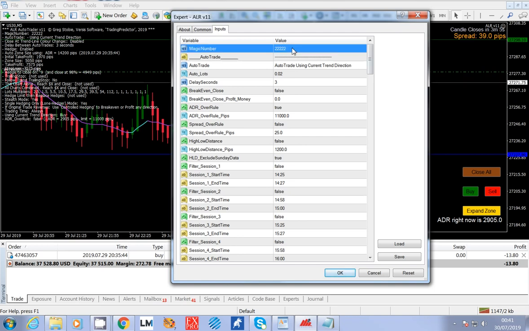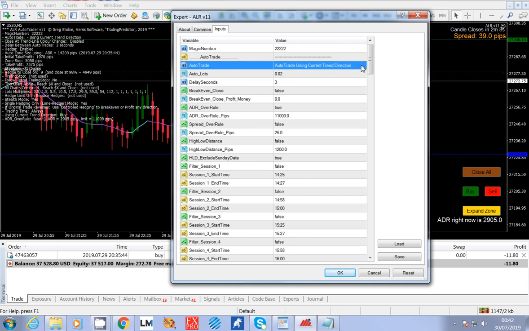First of all, we have magic number, which is the same as any other EA, and you have to make the magic number unique every time you load it onto a chart. So every time you load a template, for example, you must go in and edit the magic number and change it. Most people only run the ALR on one chart because that's really all you need, unless you have a much larger fund size which can handle more than one chart. Bear that in mind, because if you run more than one chart, you are going to need more margin to cover all the trades and potential hedges that may be getting opened. So that's what the magic number does.